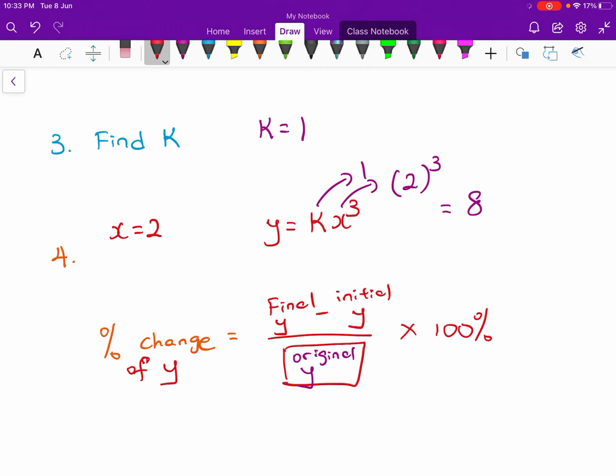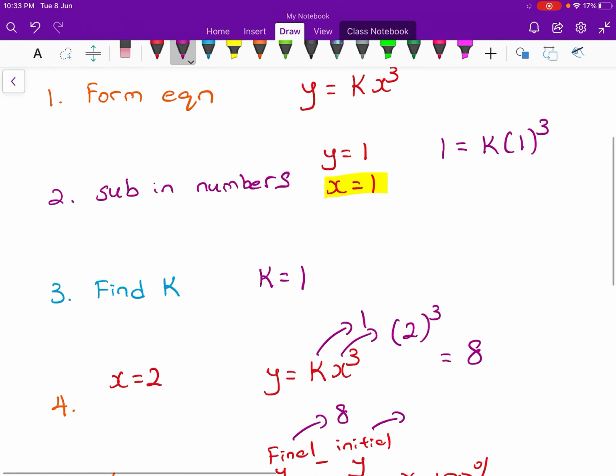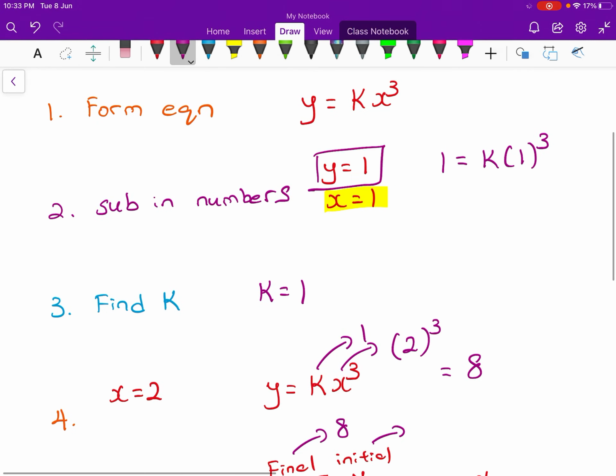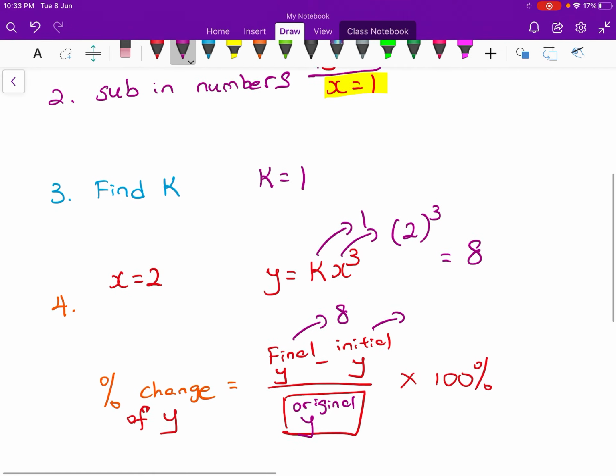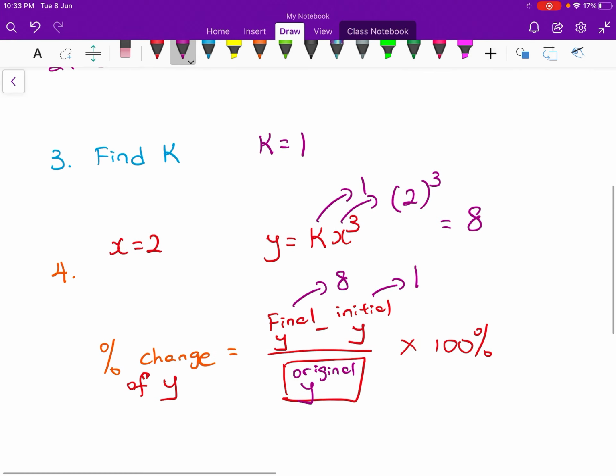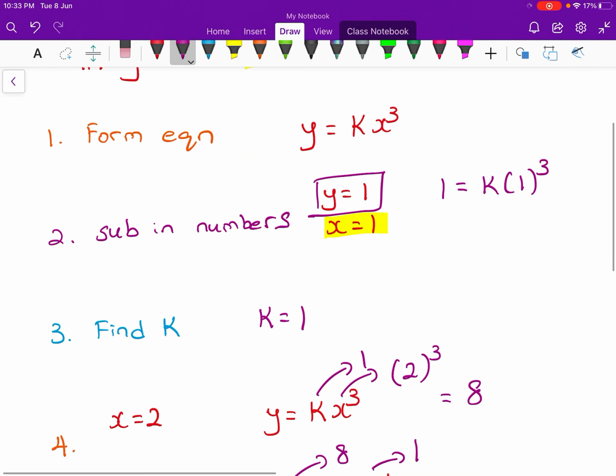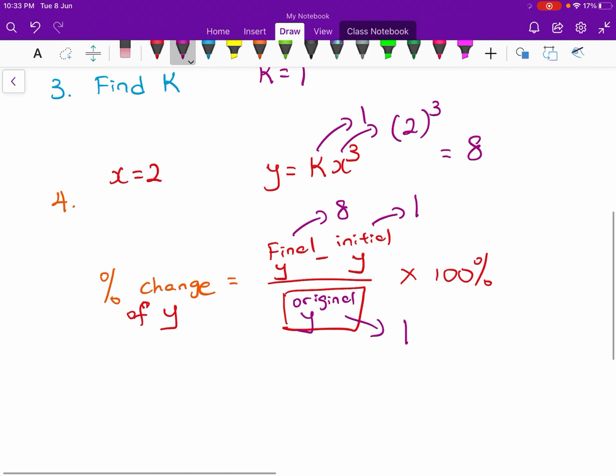So for the numerator, the final y is just 8. Then the initial y is what we set right here, 1. You can set any number but of course you must be consistent. So initial is 1. Then what is your original y? Your original y is just 1, because this is your original y. Then you multiply by 100%.